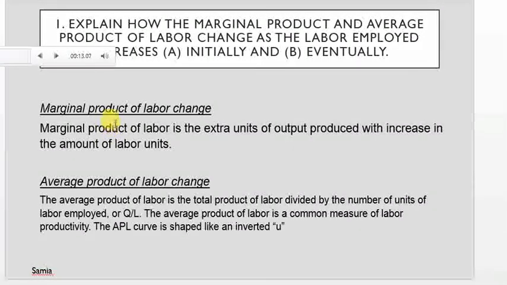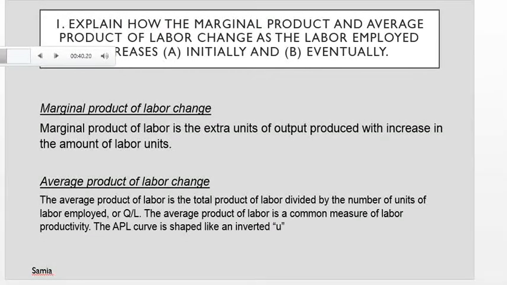So for that, first we need to know what the marginal product of labor is and what the average product of labor is. In economics, the marginal product of labor, or MPL, is the change in output that results from employing an added unit of labor, or we can say that the marginal product of labor is the extra units of output produced with an increase in the amount of labor units.